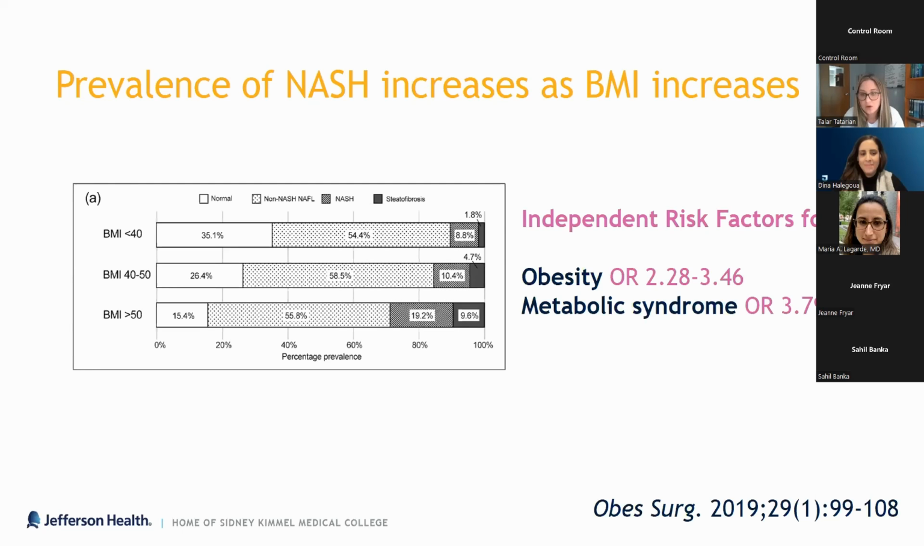So obesity alone has been shown to be an independent risk factor for NASH, at least a twofold increase. And then when you add on metabolic syndrome, things like diabetes, high blood pressure, and cholesterol, that risk goes up threefold.